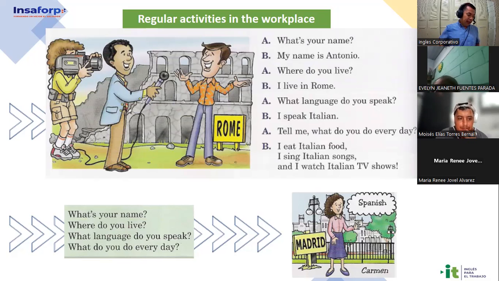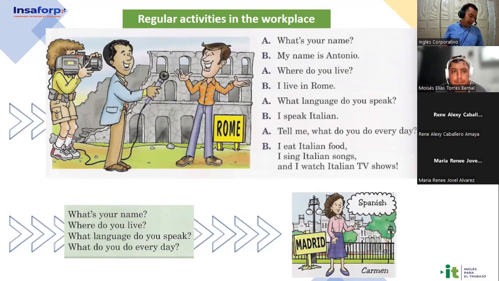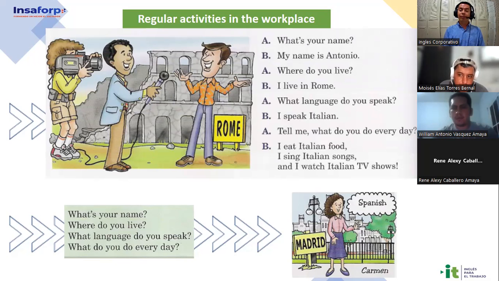Right. Now I'm going to have Alexi and William, right? Alexi, you make the questions, and William, you make the answer, right? About Carmen. Are you ready, boys? 1, 2, 3, action. What's your name? My name is Antonio. No, Carmen. We're going to use Carmen. Excuse me, William. My name is Carmen. Excellent. Alexi, continue.